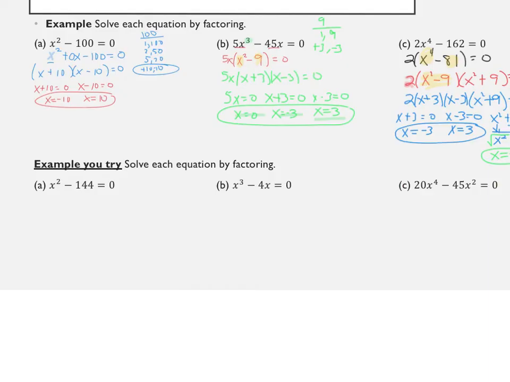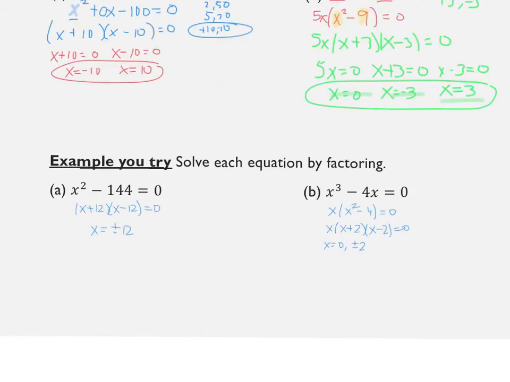I want you to take a minute and try the three example You-Tries. Okay, so hopefully for A, you found positive and negative 12 for your solutions. For letter B, 0 and positive and negative 2.